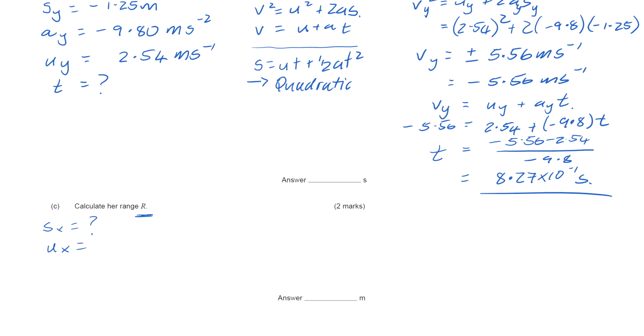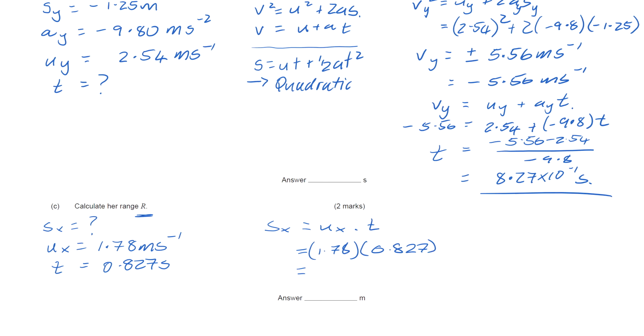So we're then using V is equal to S over T. So our Ux is 1.78 meters per second, and we know that the time is 0.827 seconds. So that's awesome. So we've got Sx is equal to Ux times T. So I've got 1.78 times 0.827, and that will give me a value of, if I pop that through my calculator, 1.47 meters, and it will be to the right, okay, or forward.